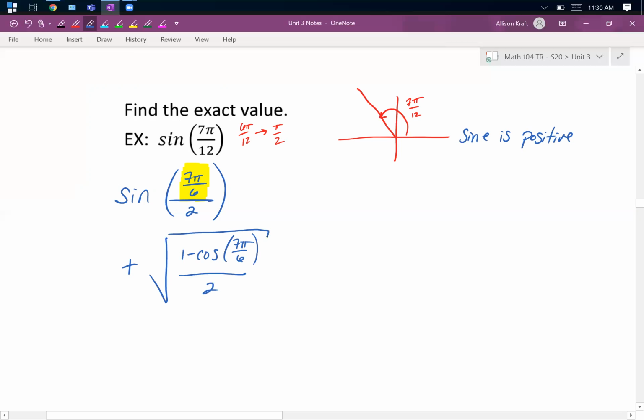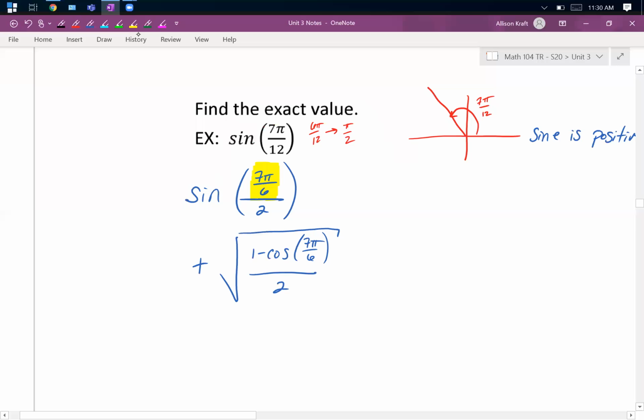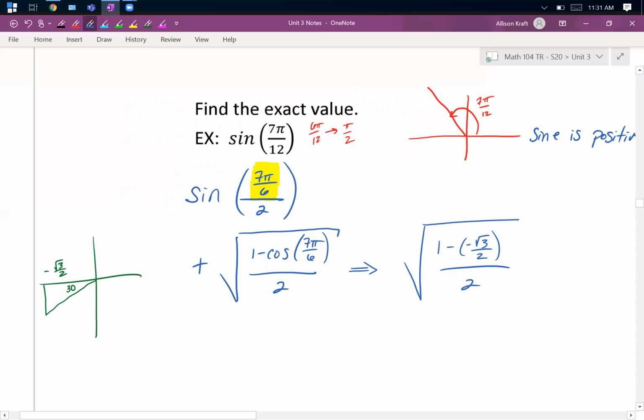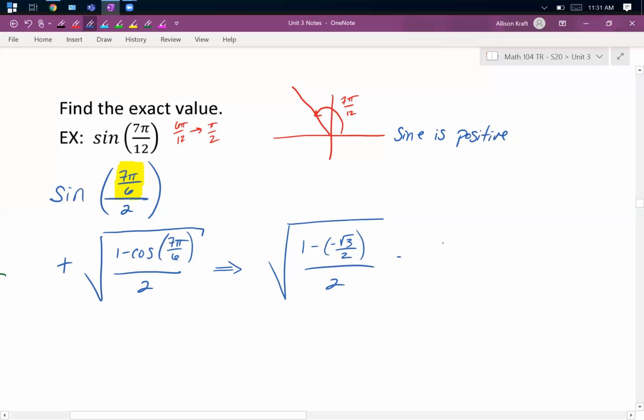And now we clean up. 7 pi over 6 is on our unit circle, so now we just need to find that cosine value. That's pi over 6 past pi, a 30-degree reference angle. Cosine is negative square root of 3 over 2. This becomes the square root of 1 minus a negative square root of 3 over 2, all over 2. We'll turn this into the square root of 1 plus the square root of 3 over 2, all over 2.